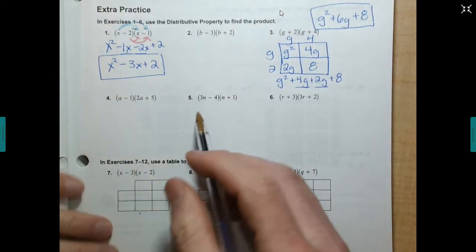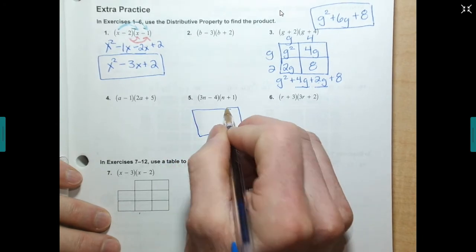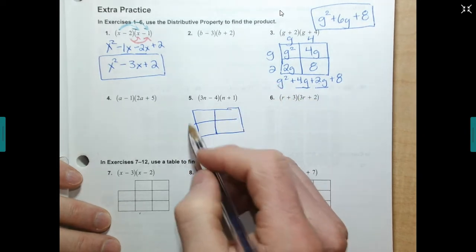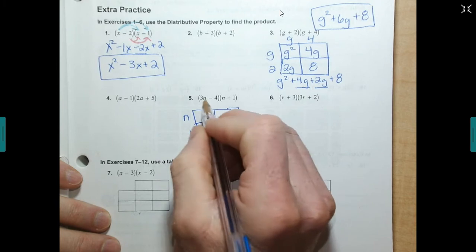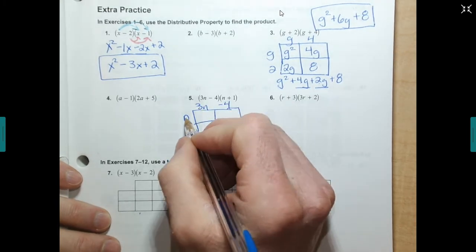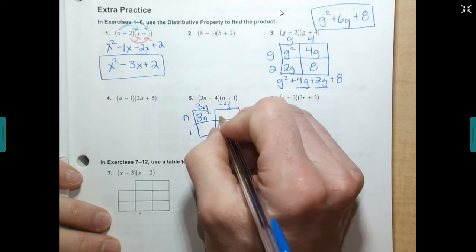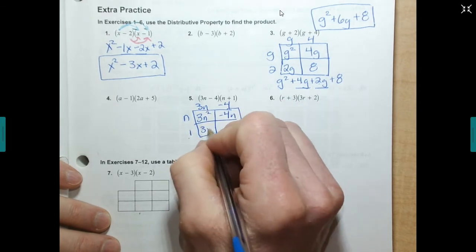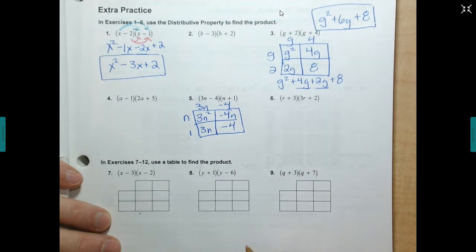All right. Since the boxcar troll method is what I think the easiest, I'm going to do this one, the same boxcar troll method. And it doesn't matter which one I put here and which one I put here, as long as I make the boxes. So I'll put n and 1 here. I'll put 3n and -4 here. So that's 3n squared. -4 times n is -4n. 3n times 1 is 3n. -4 times 1 is -4.